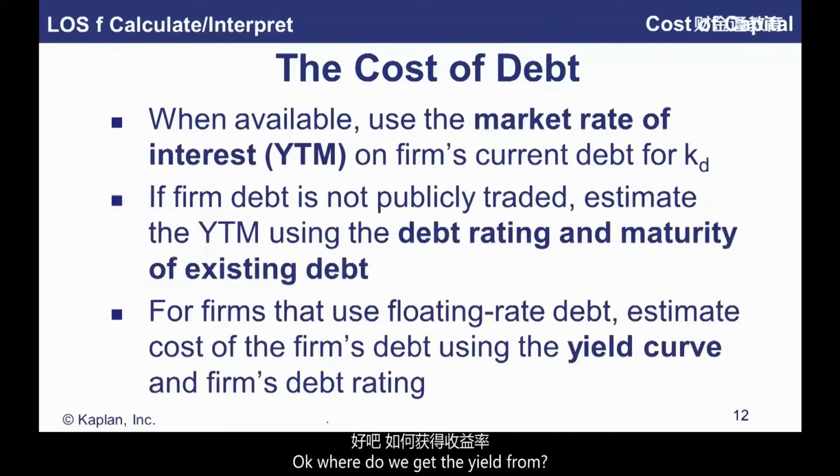Okay, so where do we get the yield from? Well, if the firm's debt is publicly traded, then I can just look in the market and see what the yield to maturity is on the firm's current debt products, the firm's current bonds that are out there trading in the market. That would be the easiest way to do it.